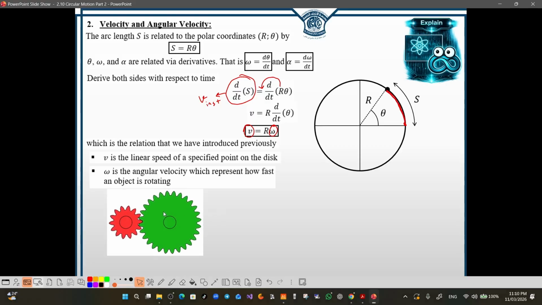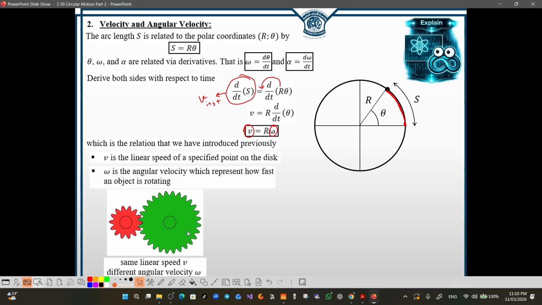Now, for example, here we have two gears. They are traveling the same distance. So the same distance the smaller gear travels is equal to the same distance the bigger gear has traveled. And how do I know that? Because of the number of the teeth here. If you count the numbers, they are equivalent, and they are identical, which means they are traveling the same and equal distances over time. However, it seems like the red gear is rotating faster than the green one.